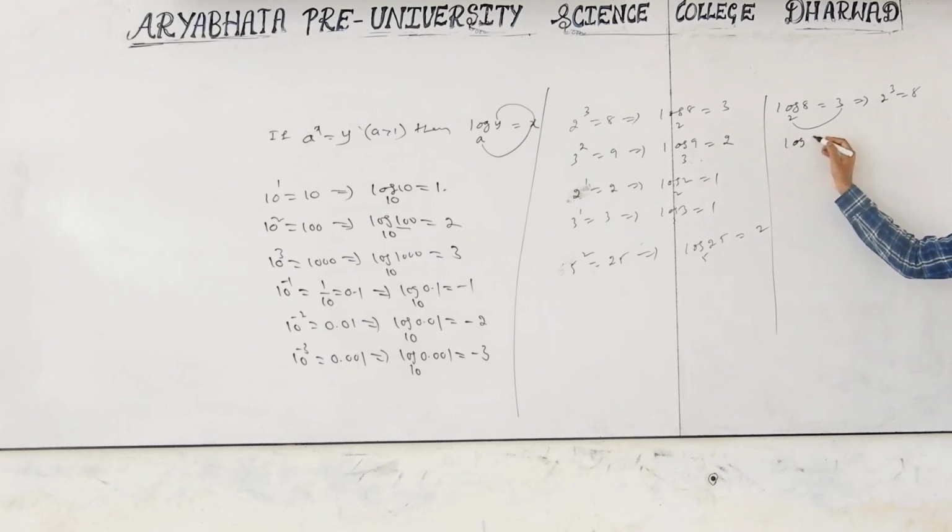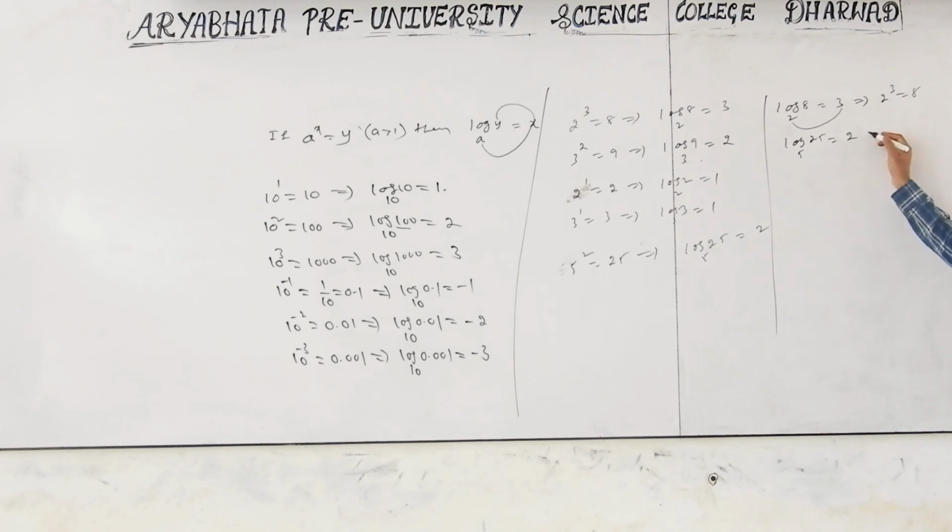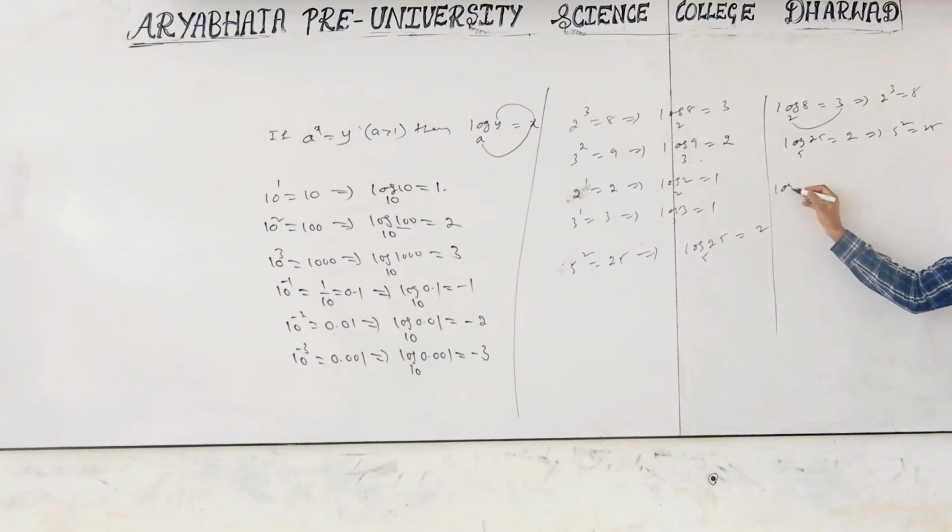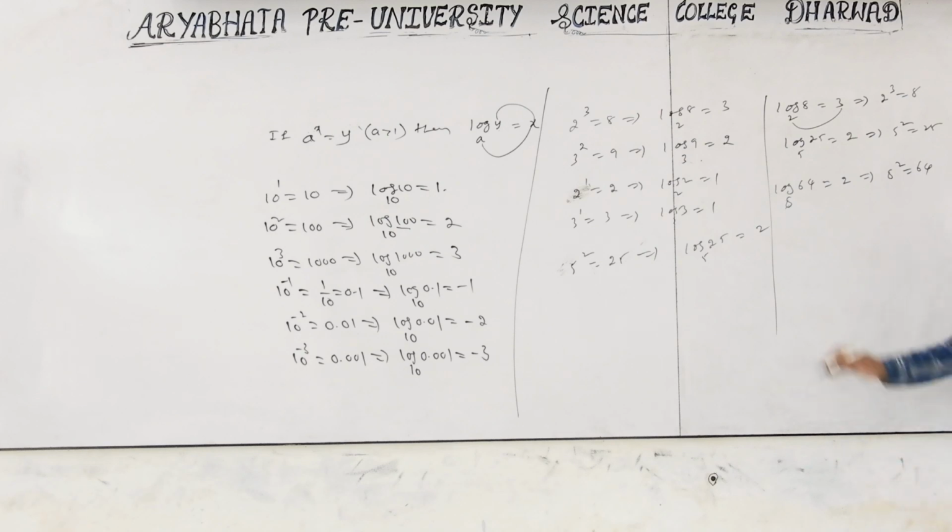Log of 25 base 5 equals 2, then 5 squared equals 25. Log of 64 base 8 equals 2, then 8 squared equals 64.